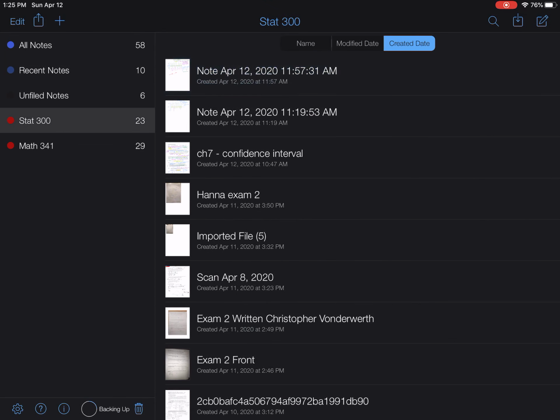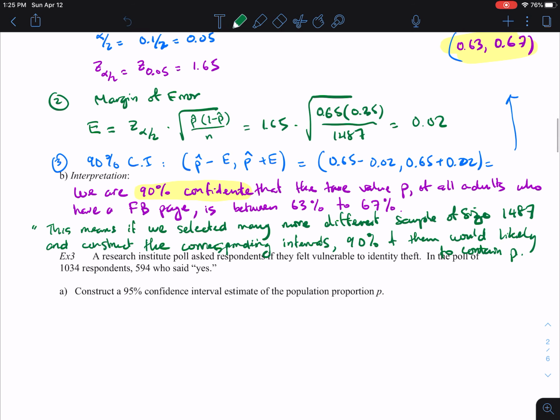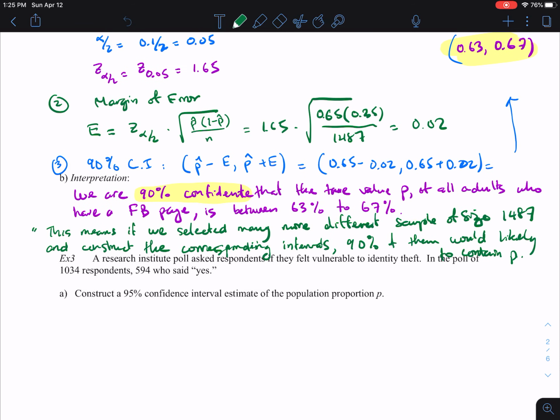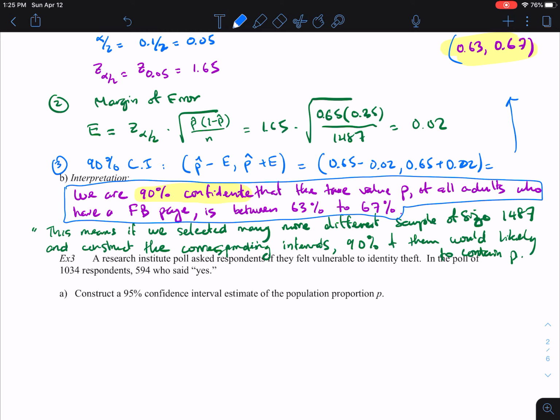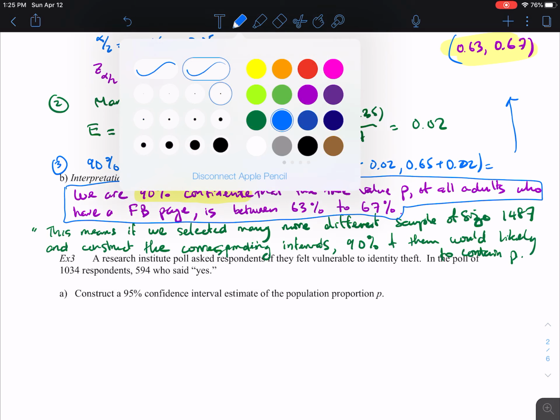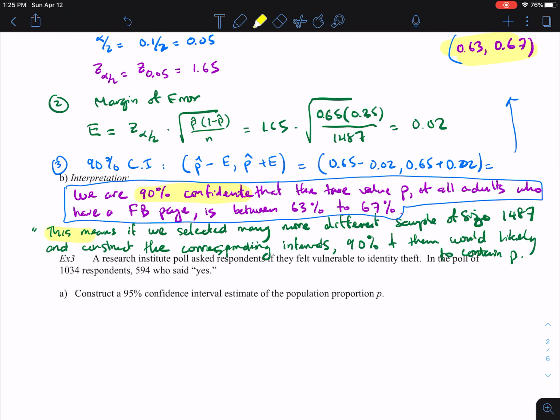I'm trying not to dig into too much of that to confuse more, but this is how we write the correct interpretation. This is how we understand what the 90% confidence level means.